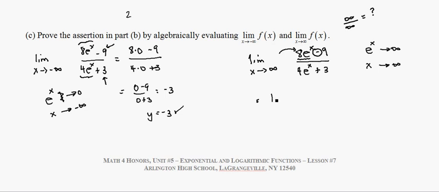So this would have exactly the same limit as this. The negative 9 really doesn't matter. Likewise in the denominator, the 4e to the x is the dominant term. But at this point, what we see is that the e to the x's can cancel. We'll have a limit of 8 divided by 4, and that's 2. And that was the other horizontal asymptote we saw. So that's it. It's a neat lesson.